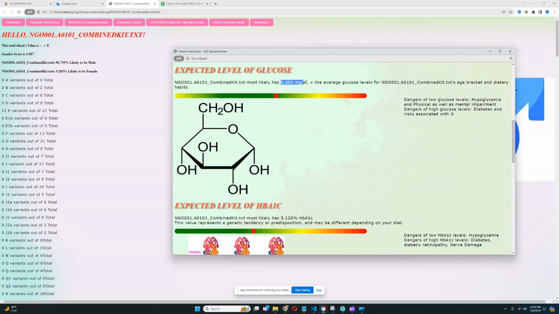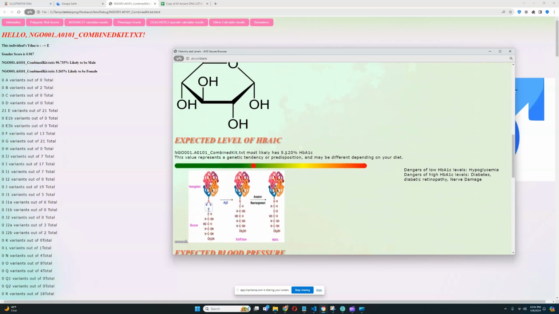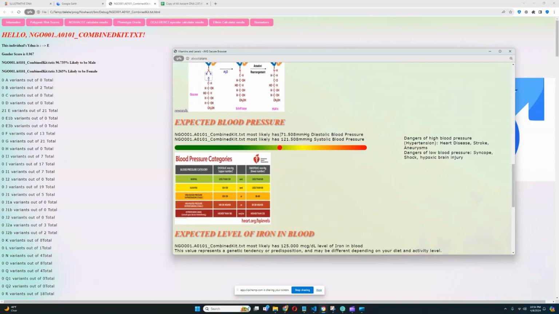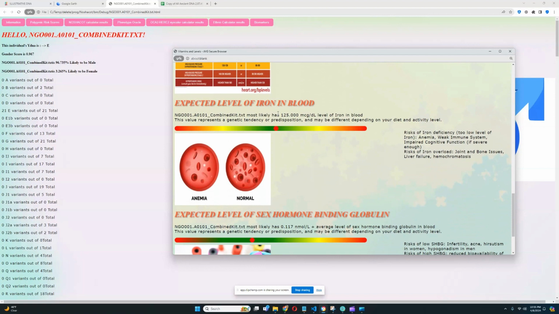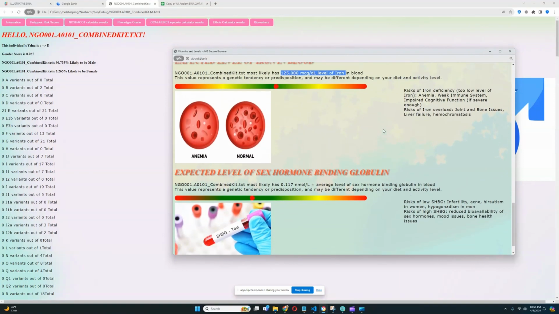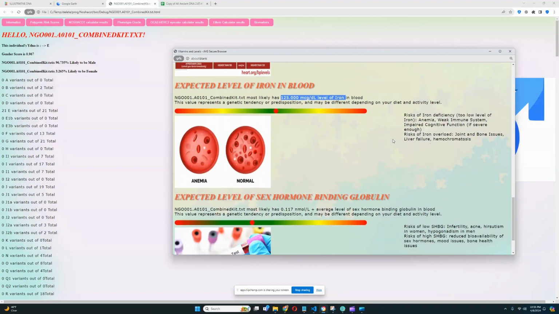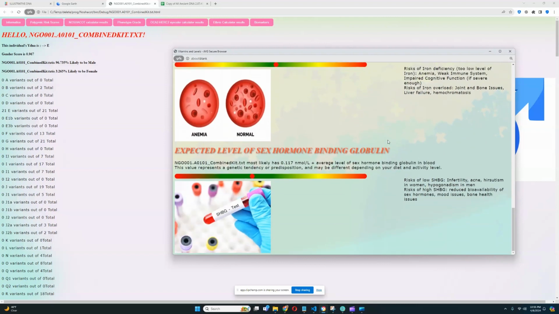Nothing relevant was found for glucose, and slightly above average level of hemoglobin, okay, and pretty much typical or average blood pressure, okay, that's good. Pretty much typical or average level of iron in the blood, or maybe nothing relevant was found here, I'm not sure. For SHBG, it looks like he's got slightly above average levels of SHBG. Once again, that's really good.